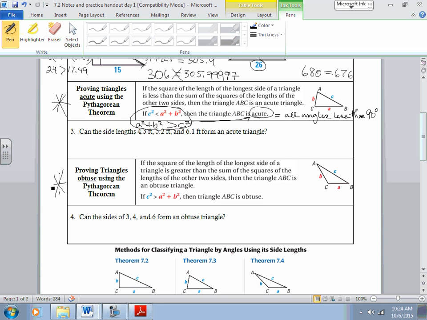Look at what happens if it's obtuse. c squared has got to be greater than the two added. The other way to say it backwards is a squared plus b squared is less than c squared. Those two are saying the exact same thing. And if that's true, that means it's an obtuse triangle. Does anybody know what the word obtuse means? Bigger than 90.